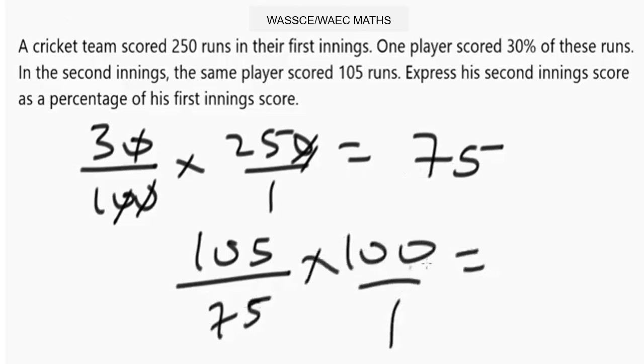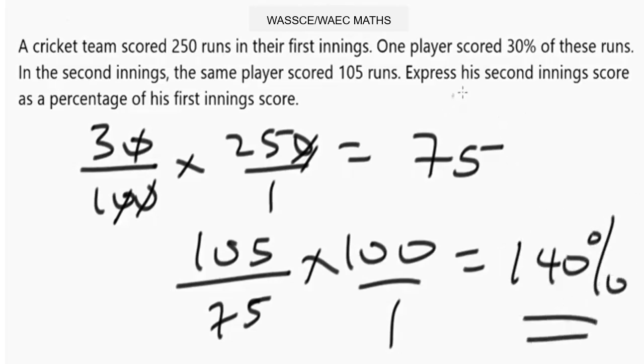Alright, so when you simplify this, then punch it on the calculator, you're going to have 140%. Okay, so this will be the expression of his second innings score as a percentage of his first innings score. It's as simple as that, guys.